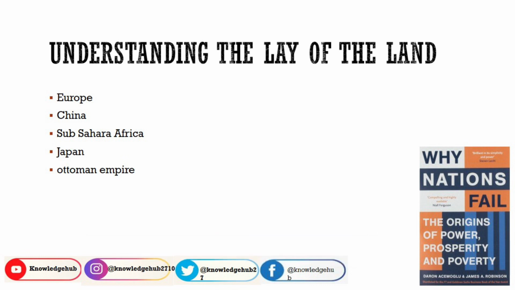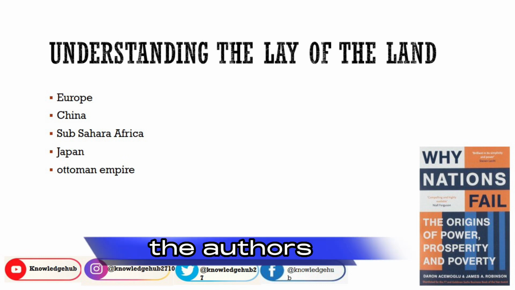In the next section, understanding the lay of the land, the authors applied their theory about institutional differences on different parts of the world, and they explained how different parts of the world developed differently after the Industrial Revolution. They have quoted the case of England's settler colonies, for example the US, Canada and Australia, and they said they tended to develop pluralistic political institutions similar to England's institutions. And in France, the Industrial Revolution caused a political revolution which ushered in more inclusive political and economic institutions.